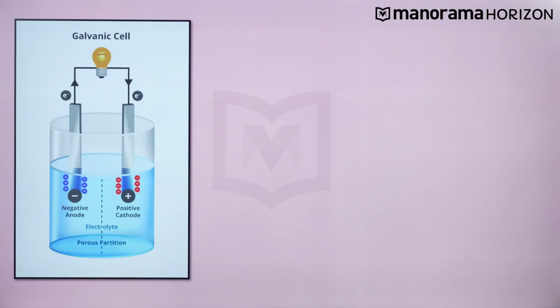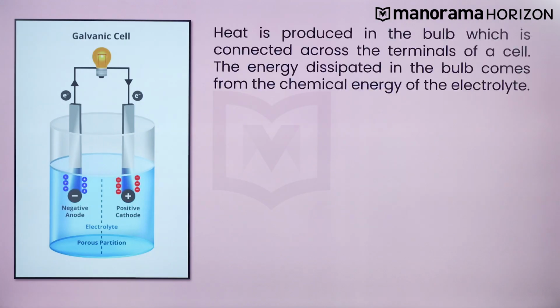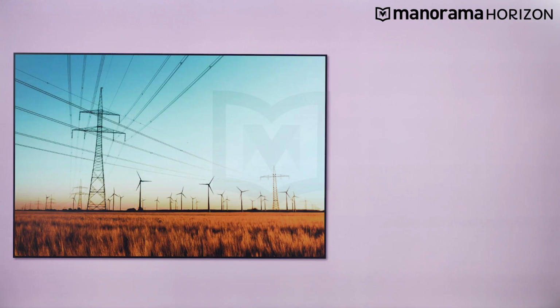That is because the electrical potential that is coming from the chemical energy stored in the battery is also converted into waste heat during the operation of the battery. So heat is produced in the bulb connected across the terminals of a cell, and the energy is distributed in the bulb as well, coming from the chemical energy of the electrolyte. So both the bulb and the cell are heating up due to the waste heat generated in this process.